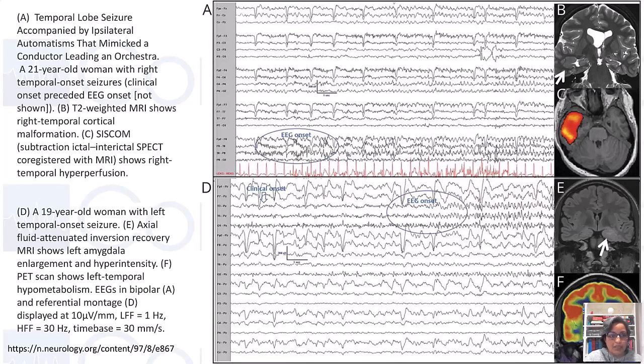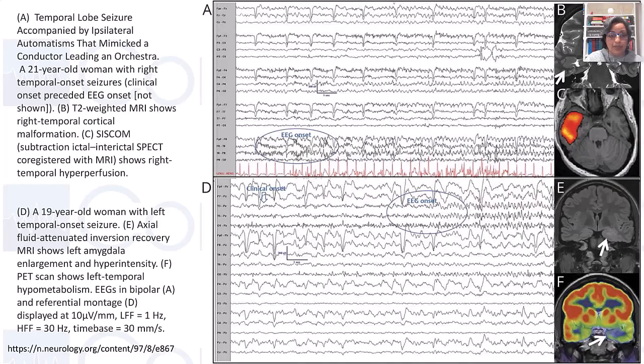If you look at the MRI image, it shows right temporal cortical malformation, and the SPECT scan shows hyperperfusion of the right temporal. The second image here shows a left temporal onset seizure with the MRI, which shows enlargement in the left amygdala, and the PET scan at the bottom, this image F, shows left temporal hypometabolism.